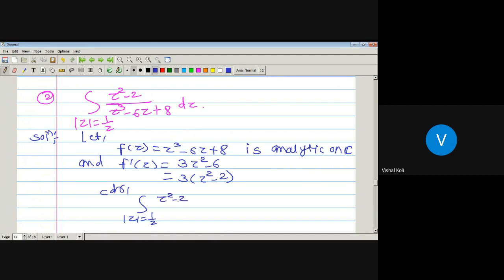that is, (z² − 2) divided by z³ − 6z + 8. It can be written as 1/3 times the integral over |z| = 1/2 of f'(z) divided by f(z) dz. Since f(z) is z³ − 6z + 8, f'(z) is nothing but 3(z² − 2). But the 3 gets cancelled, then we get z² − 2. So this will be equal to this one.